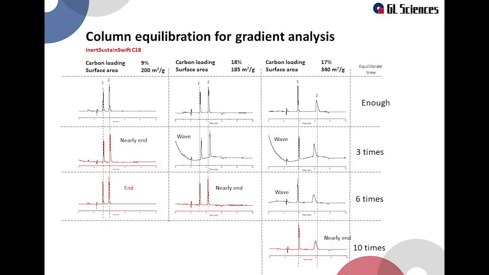After running 10 times the column volume, the last chromatogram column is also equilibrated. With a carbon loading of 17% and a surface area of 340 square meter per gram, this last column is also the most common column shown. Therefore a typical HPLC column requires 10 times the column volume for equilibration.